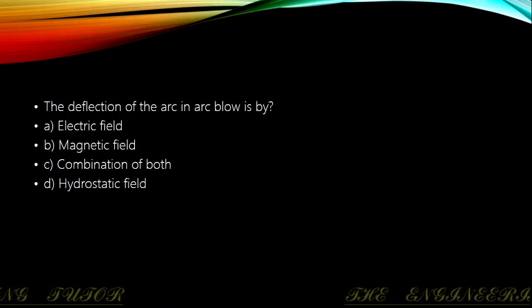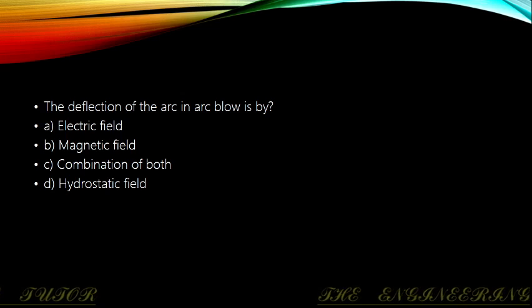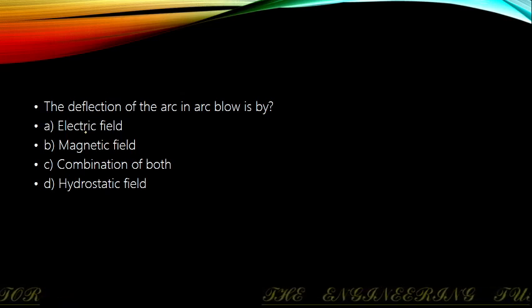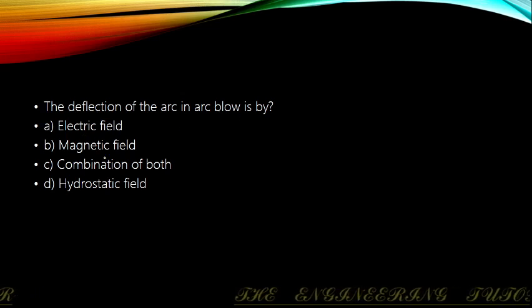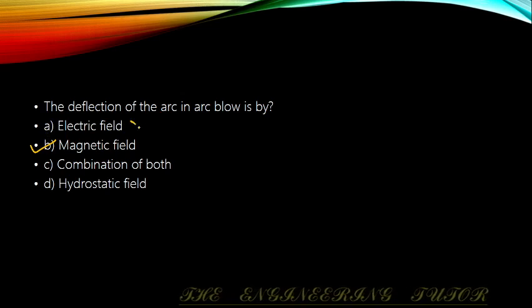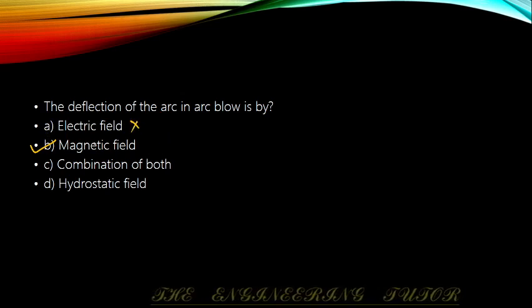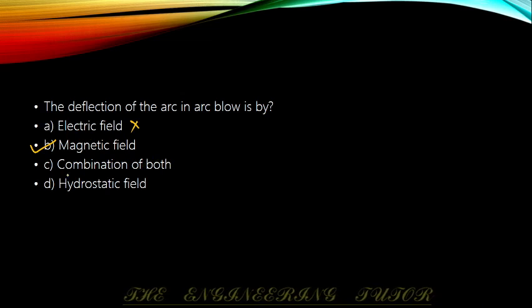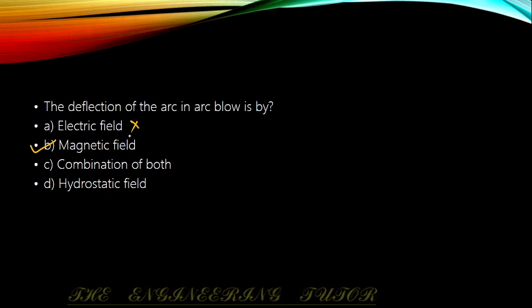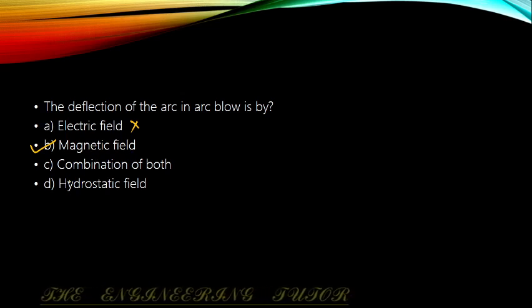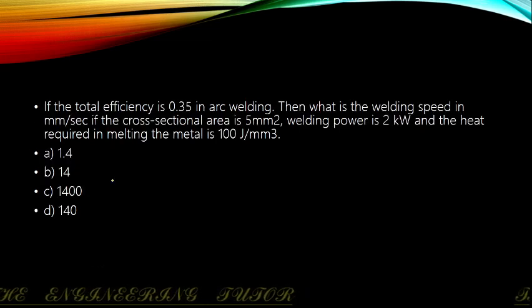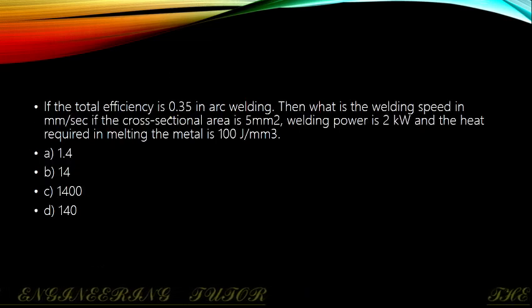The deflection of arc in arc blow is by? Actually, the deflection of arc is done by the magnetic field. They have given the option electric field, not my answer. Sometimes we will go for electric and magnetic field. The magnetic field is the only reason for the deflection of arc. Hydrostatic field never comes in welding. The total efficiency is 0.35.